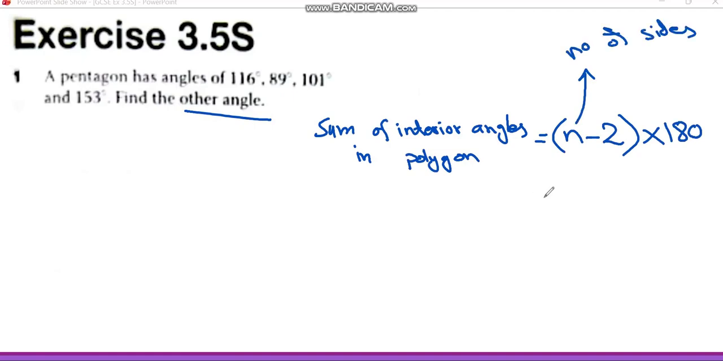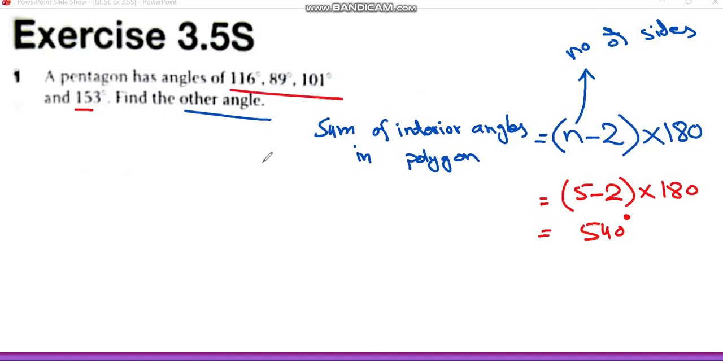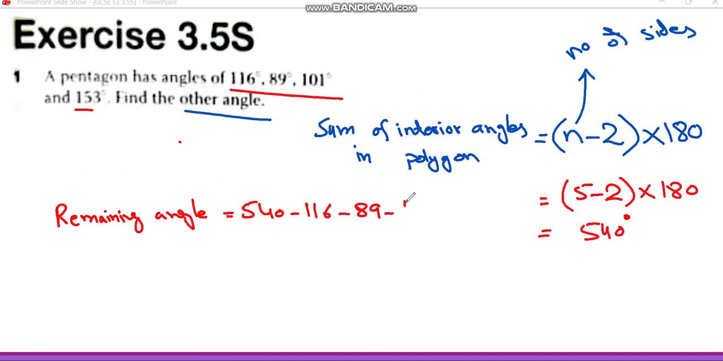For the sum of angles in the pentagon, we know that there are 5 sides. So 5 minus 2 times 180, and that will be 540 degrees. Now we have 4 angles. To find the remaining angle size, we will subtract the sum of all these angles from 540. So 540 minus 116 minus 89 minus 101 and minus 153, and that will be 81 degrees. Now let's move to the next question.